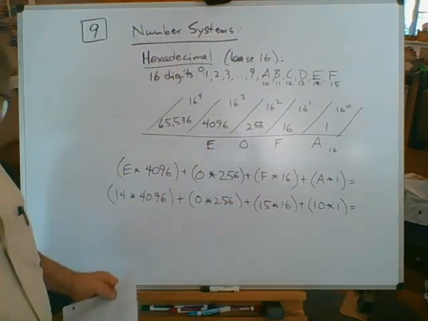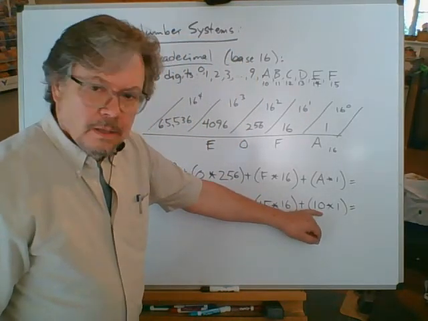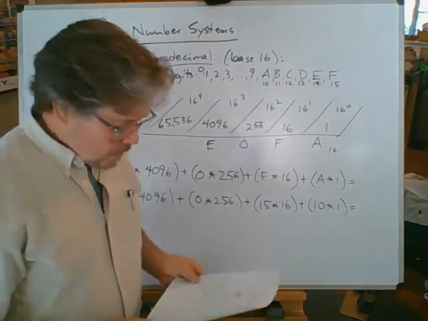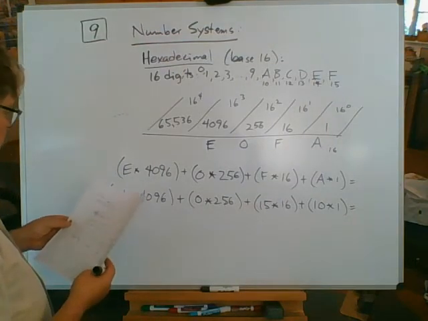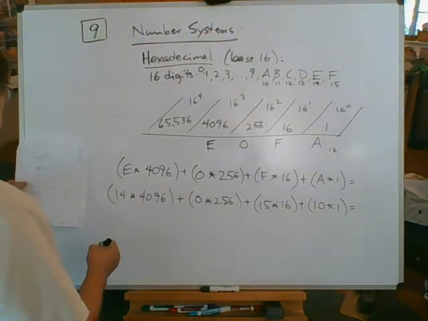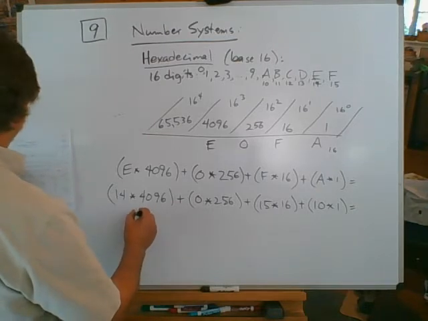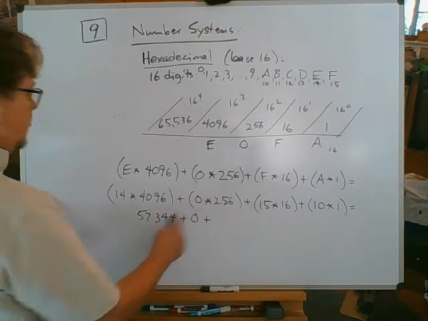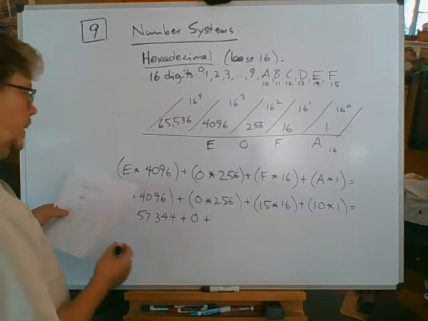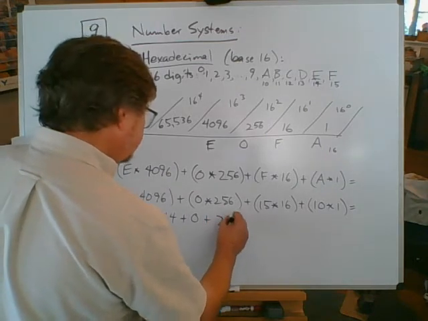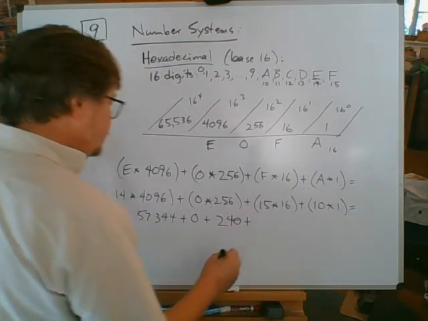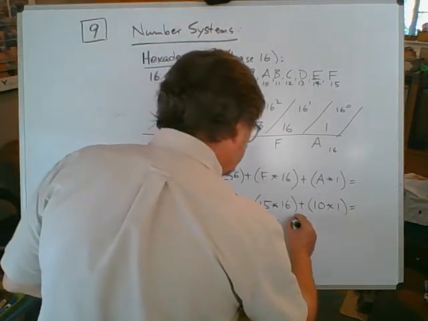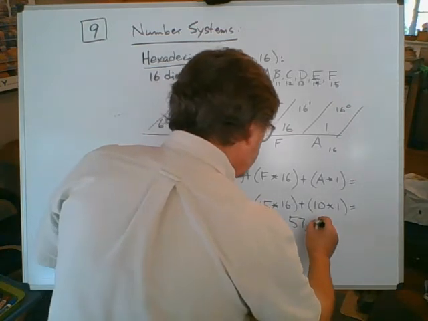Weird, isn't it? We can represent a number as big as 10, even bigger, using only one digit. Any number up through 15, we can represent in base 16 using only one digit. A miracle. Well, when we do the math, and I cheated and did the math in advance, this is actually 57,344 plus 0. I did that one in my head. I didn't need a calculator. Plus 240 plus 10 times 1. I can do that one as well. 10. Add them up, and when the smoke clears, we get 57,594.